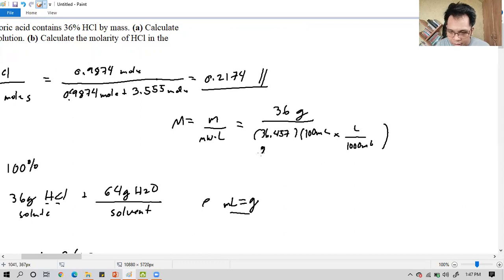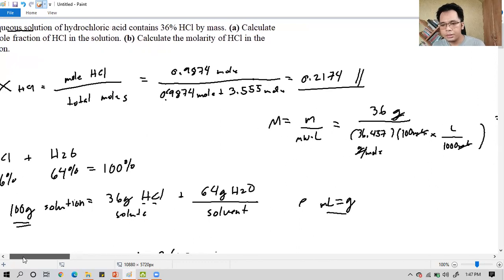So, eto dito pala, nakalimutan is grams per mole. Sorry. So, maka-cancel yung ml. And again, direct calculation. And ang yield natin dito is 36 all over 36.457 times 0.1. And ang sagot natin is 9.87 molarity, which is hindi nagtutugma. Kasi iba yung density ng solution natin dito eh.